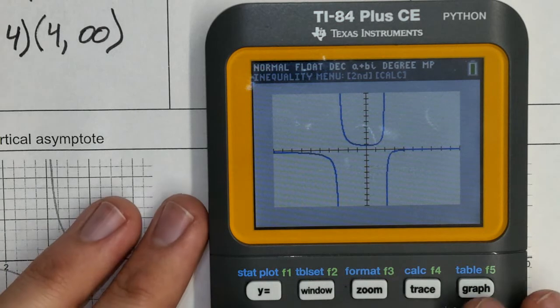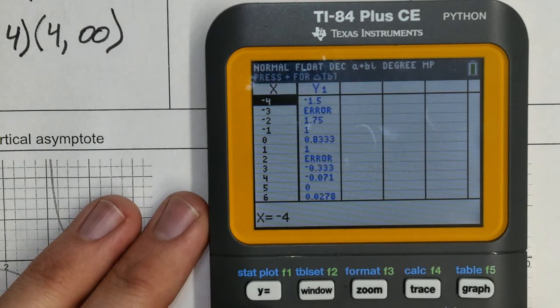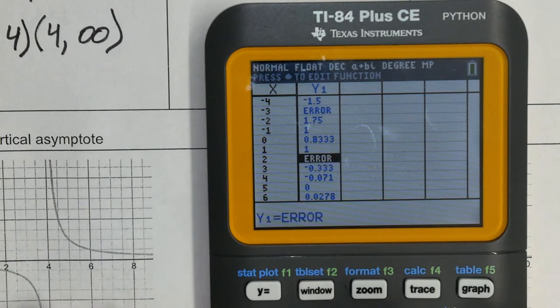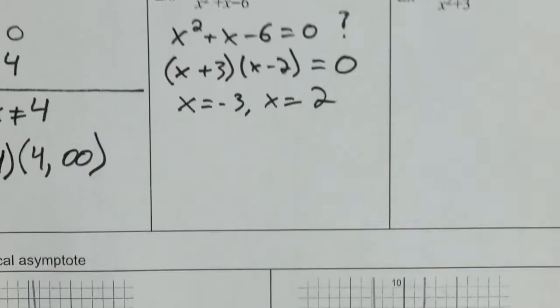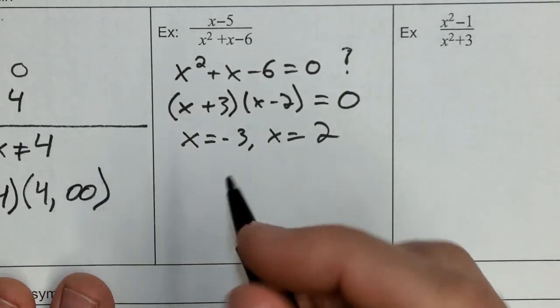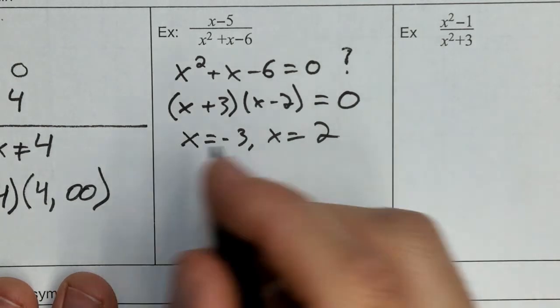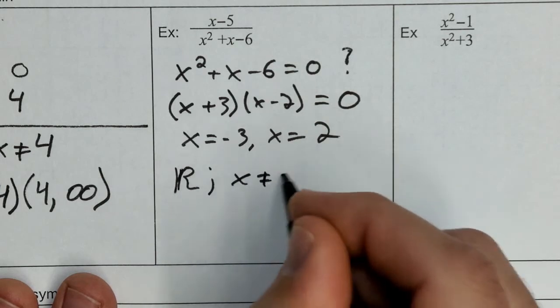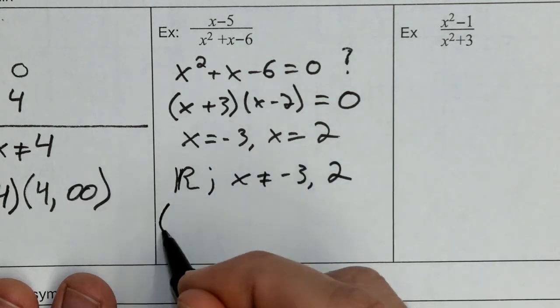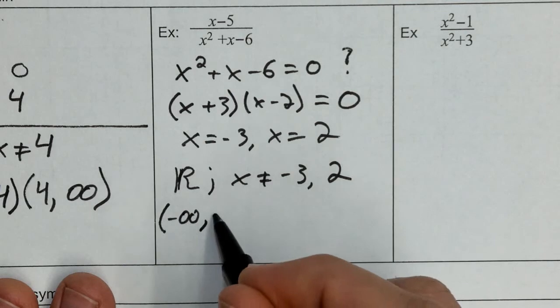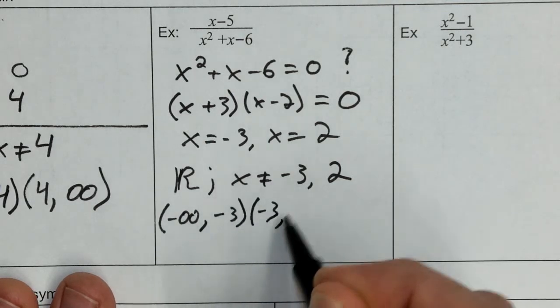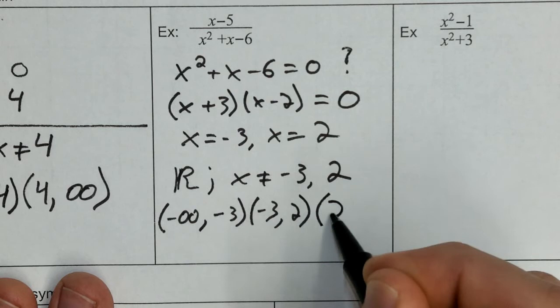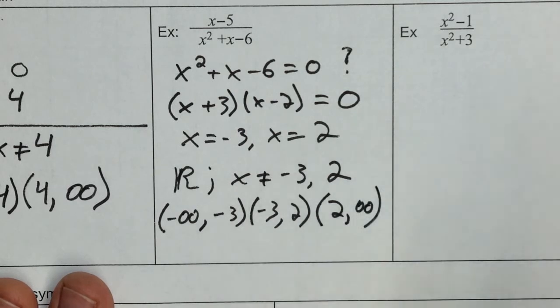You can also see this in the table. So if you go to your table and you go to negative 3, you see an error there. So that's not going to be in the domain. And you see an error there at 2. So that's not going to be in the domain. In order to write the domain then, you could write all real numbers. X cannot be negative 3 or 2. You could also write from negative infinity to negative 3, negative 3 to 2, and then 2 to infinity, all with parentheses.